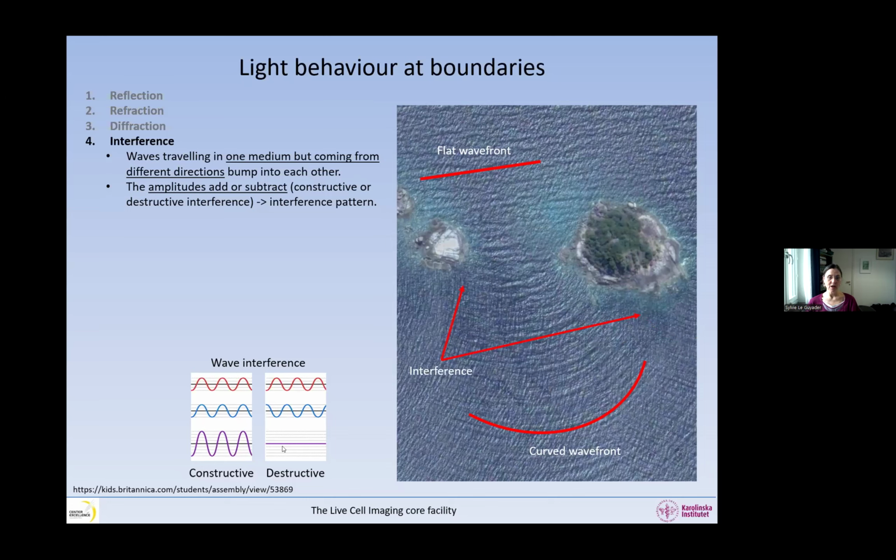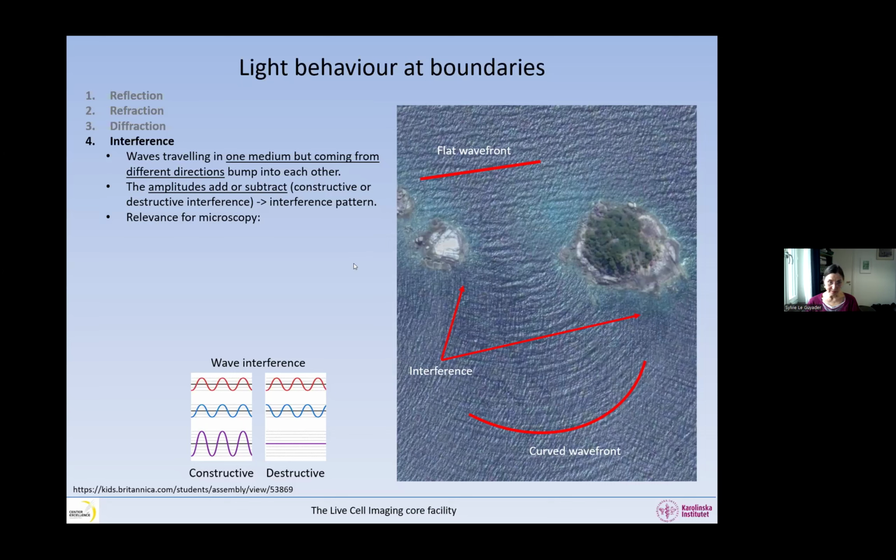It's a sum of the two, or it can be destructive in a way that you can have no wave at all, because they're sort of not in phase and they're cancelling each other. I'm sure you remember this from your school time. So when waves travel into one medium coming from different directions and they bump into each other, the amplitudes add or subtract. This is called constructive or destructive interference, and it makes an interference pattern at these places. So we're going to have a different pattern at the places where we have interference.